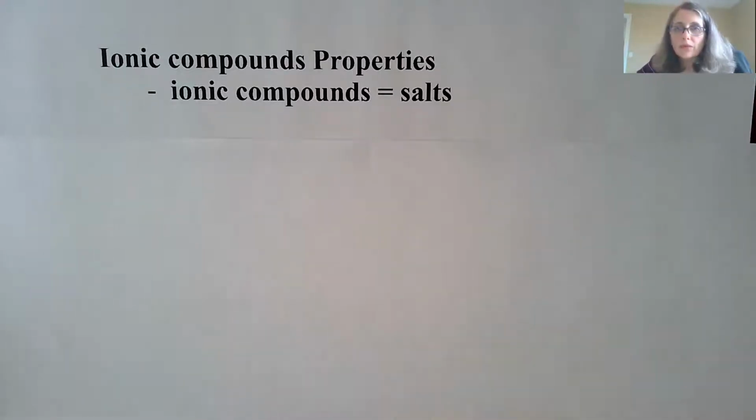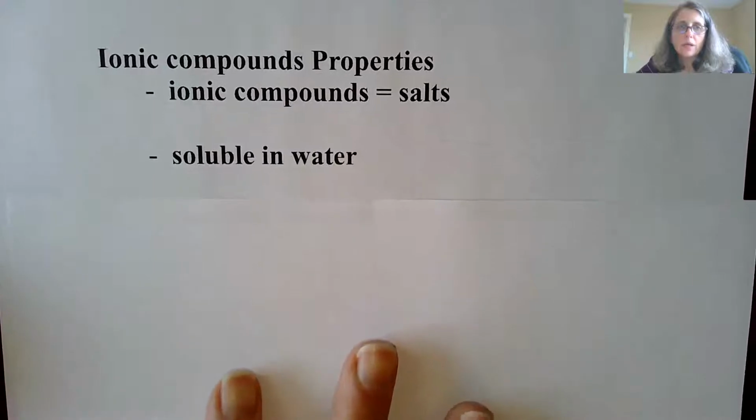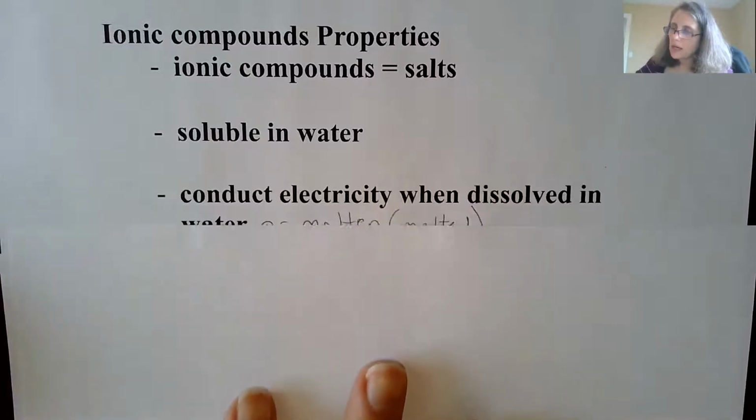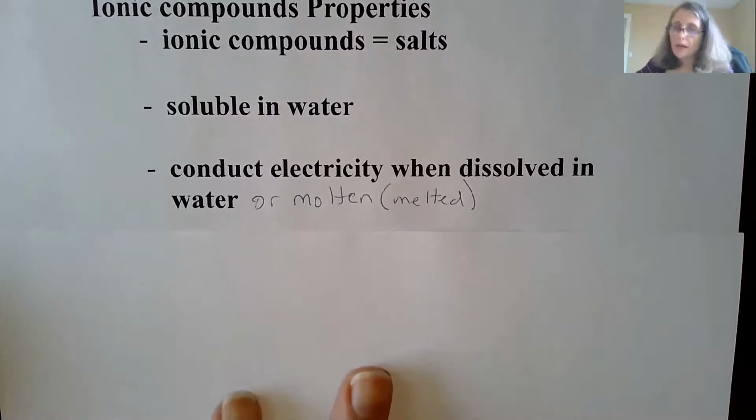So, some properties of ionic compounds. One is that they are soluble in water. That means they dissolve very nicely in water compared to other compounds. So all ionic compounds will dissolve in water. There are no exceptions to that rule.